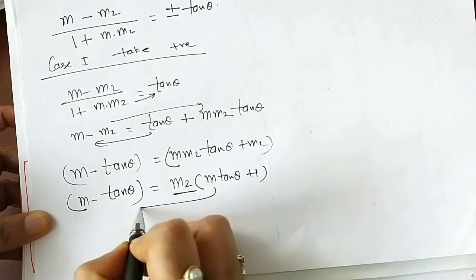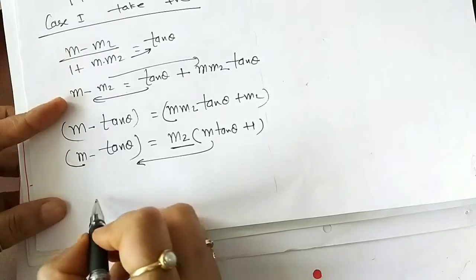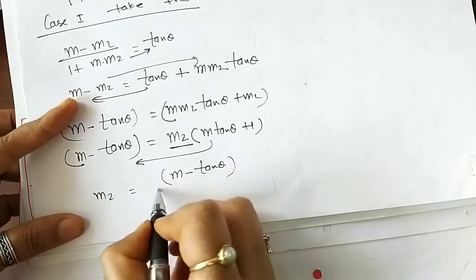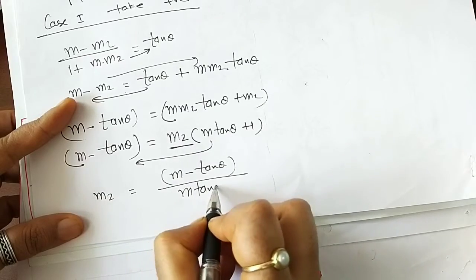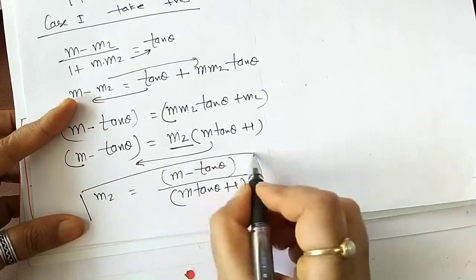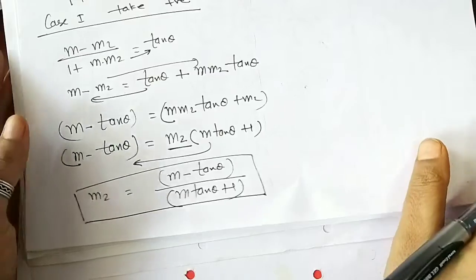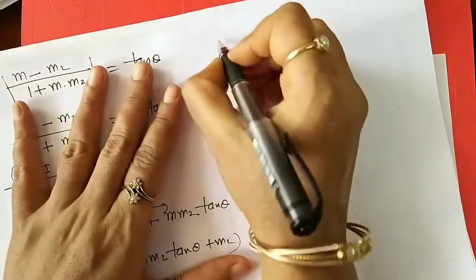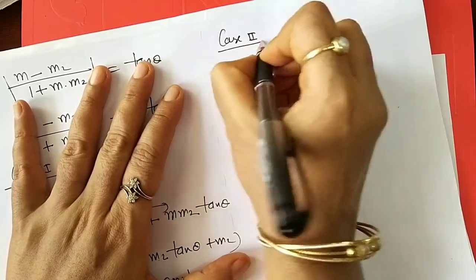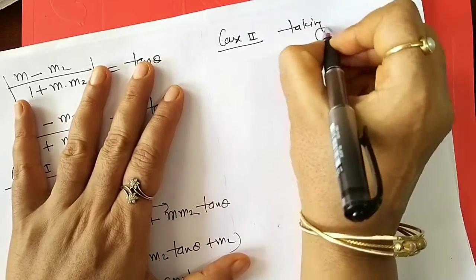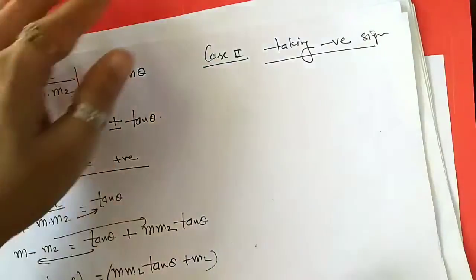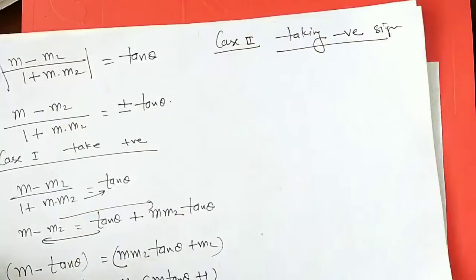So what is m2? This will go here. Okay, so my m2 will be (m minus tan theta) by (m tan theta plus 1). So I got this m2, but there can be a second possible value. This was case 1. So let me write down case 2, taking the negative sign.